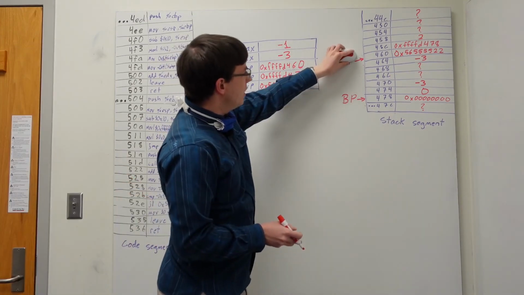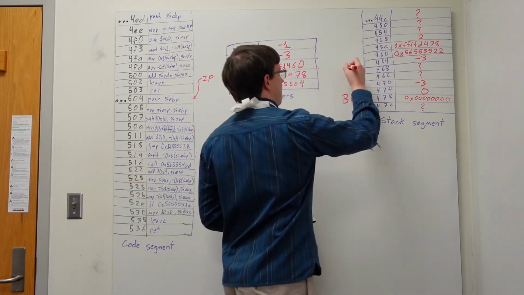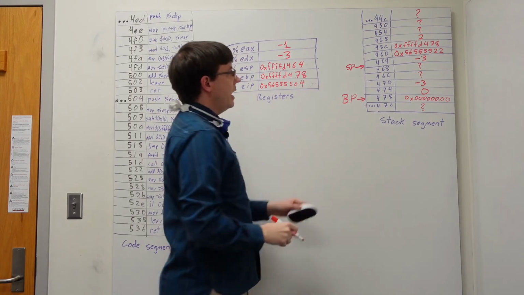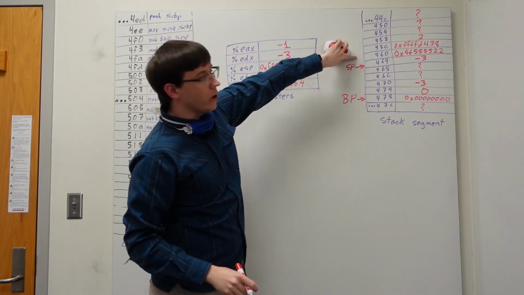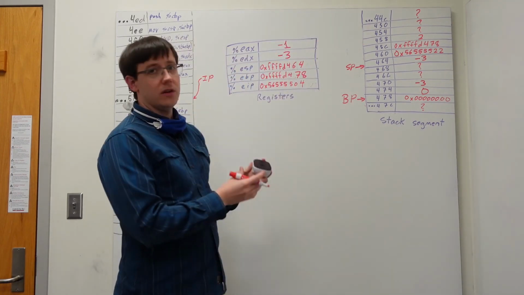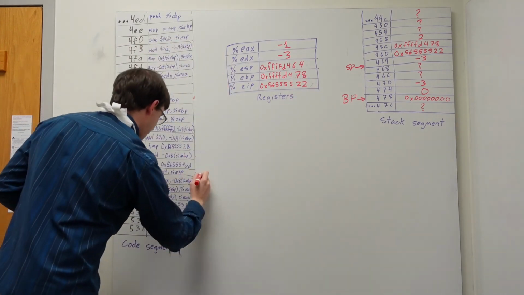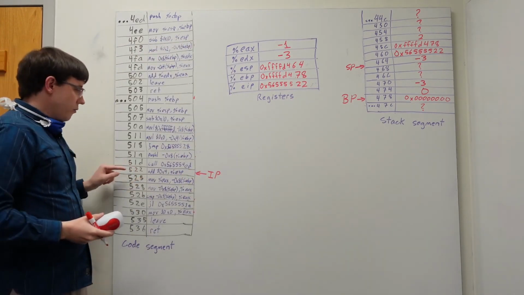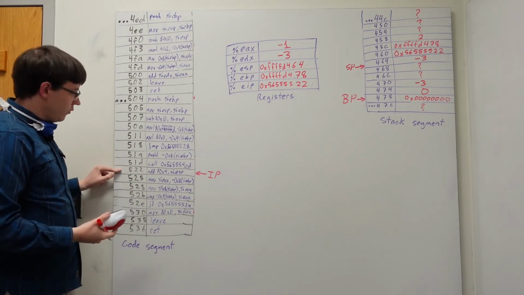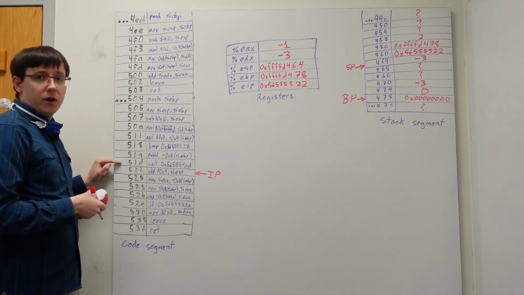So the pop will lower the stack pointer, and the value that we just took off the stack, in this case, goes into the instruction pointer, meaning our next instruction will be this add instruction that immediately followed the call.